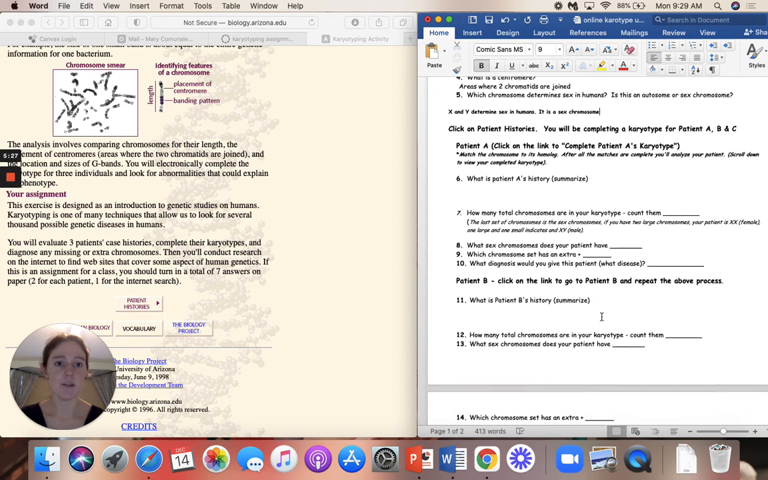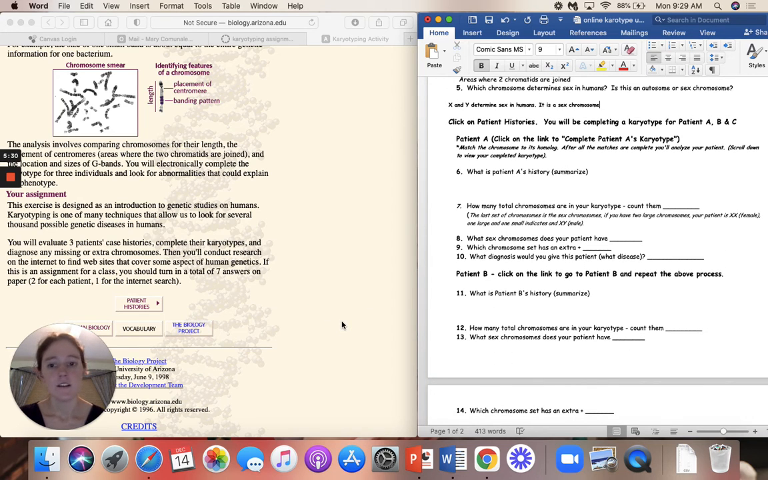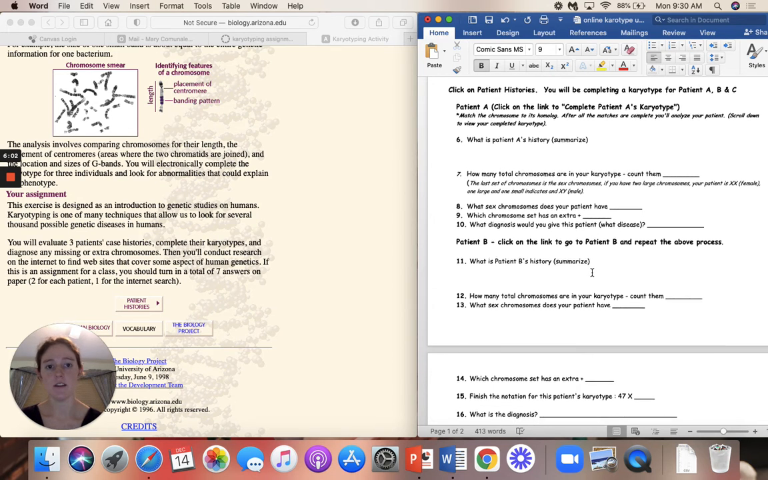Okay, so now we're going to click on patient histories. Well, I guess I could read the assignment part first. This exercise is designed as an introduction on genetic studies on humans. Karyotyping is one of the many techniques that allow us to look for several thousand possible genetic diseases in humans. We evaluate 3 patients' case histories, complete their karyotypes, and diagnose any missing or extra chromosomes. Then you'll conduct research on the internet to find websites that cover some aspects of human genetics. All right. So we're just going to do the patient history part of it. We're not really going to be doing the other web part of it.